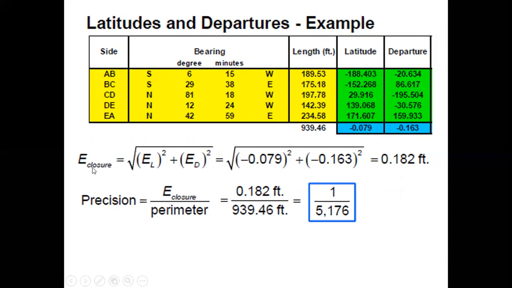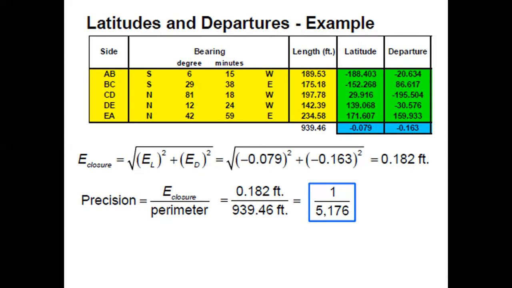Now to compute the error of closure, we use this formula. Just substitute these two values. This gives us 0.182 feet. Now to compute the precision, this is the formula: the error of closure, 0.182, divided by the perimeter value. To express this precision as unity over a certain value, we need to divide both numerator and denominator by 0.182.